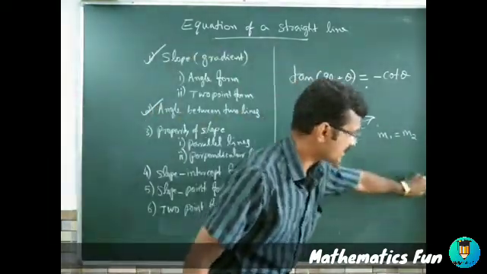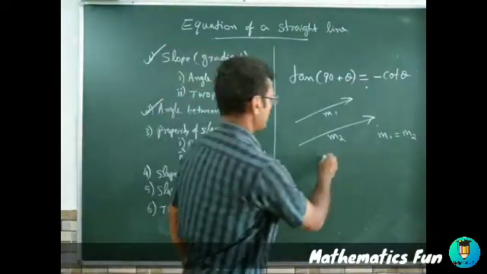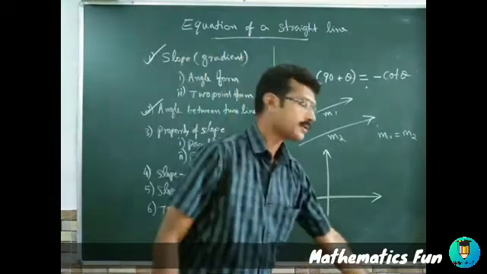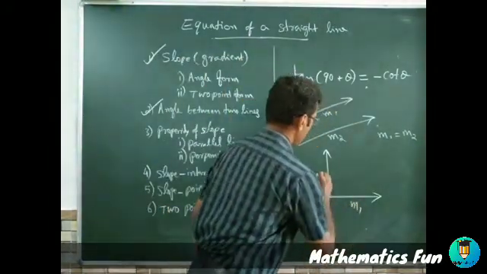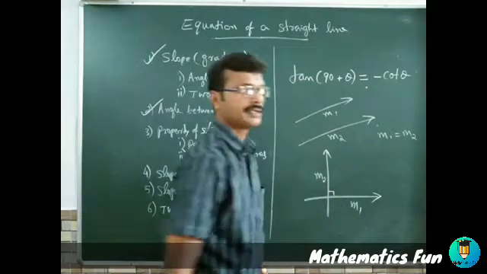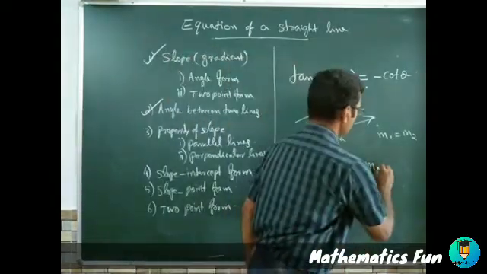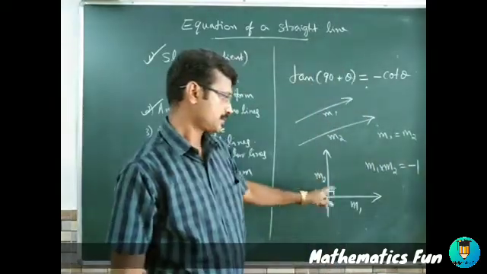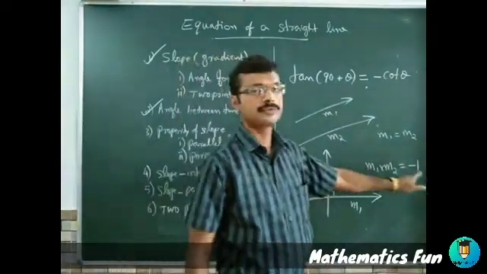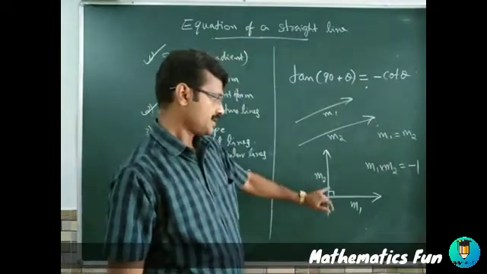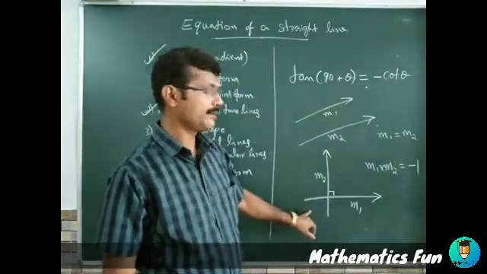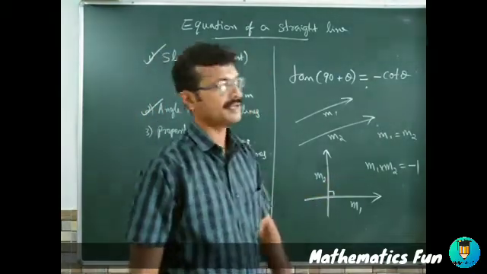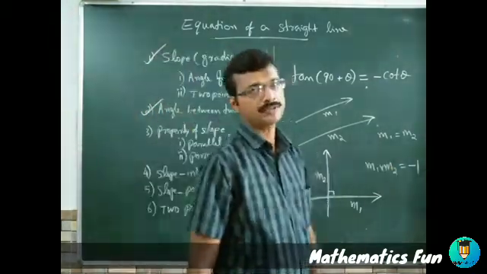Another result you studied: when two lines are perpendicular, with slopes m1 and m2, the product of their slopes is equal to minus 1. m1 into m2 is minus 1. If two lines are perpendicular, the product of the slopes is minus 1. And these lines should not be parallel to the axis. If these lines are parallel to the axis, this result is not applicable.